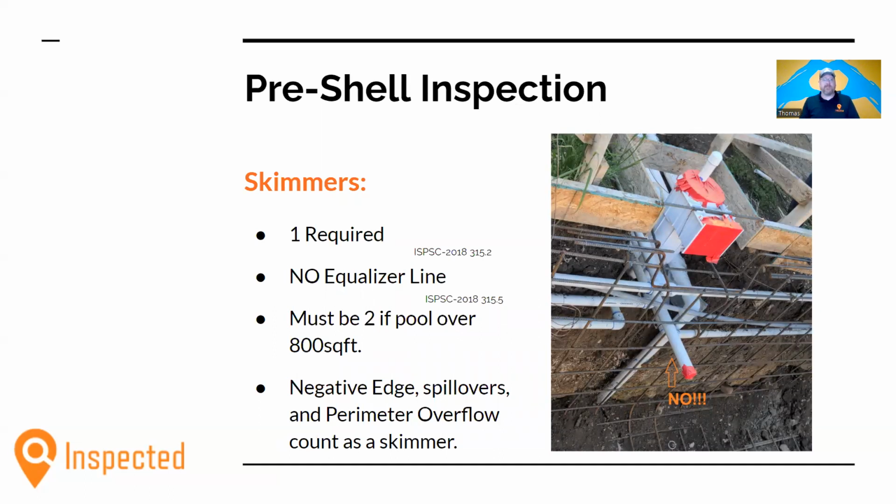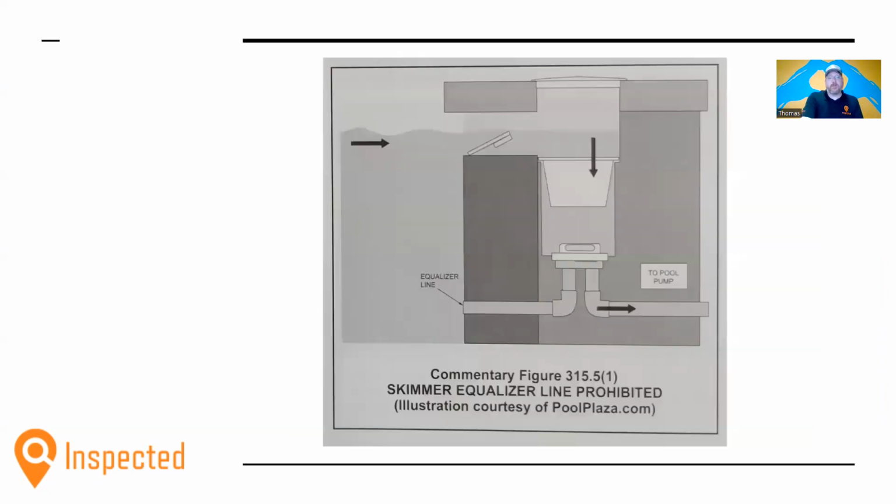Next, you must have at least one skimmer per 800 square feet of water. If the spa is spilling over into the pool, that spillover is the spa's skimmer. But if you have a pool and spa combo and the spa spills over into the pool, you need to add together those surface areas. And if they exceed 800, you need to add another skimmer to the pool. Then again, as I mentioned before, the negative edge, spillover, and perimeter overflow all count as a skimmer.